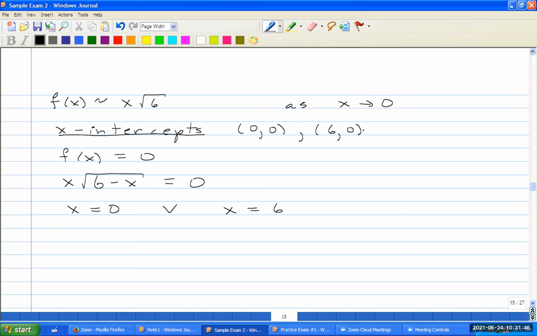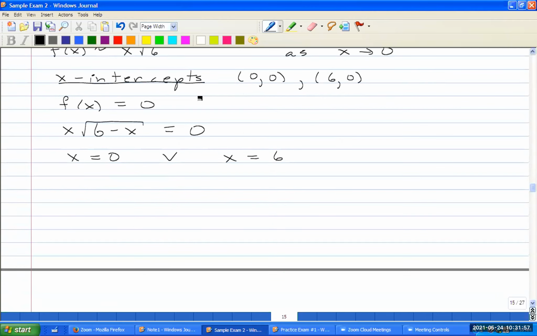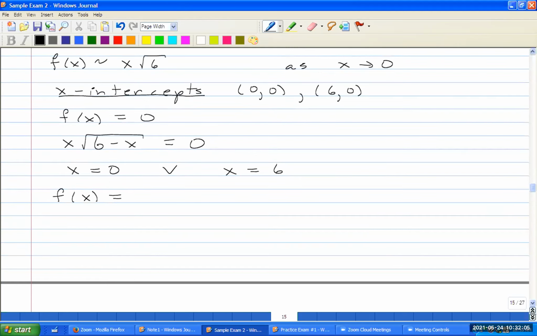and at 6, 0. Well, I've already looked at the asymptotic behavior as x approaches 0. So it's that. And let's look at the asymptotic behavior as x approaches 6. And so as x approaches 6, it's very close to 6, and radical 6 minus x is, well, radical 6 minus x as x approaches 6.